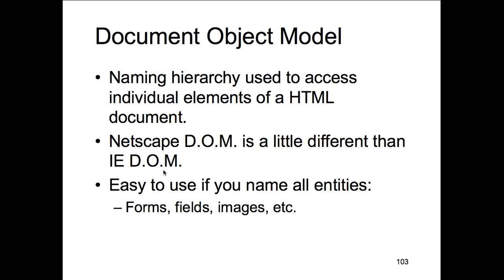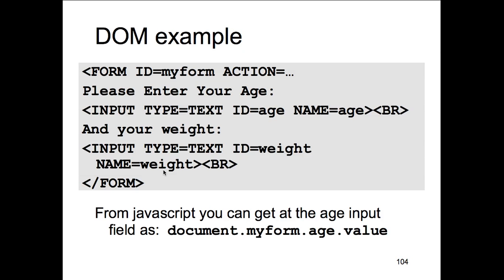So it's easy to use if you name all of the entities, forms, fields, images, etc. Here's a DOM example where we have an ID, my form, an action, a type, and then from JavaScript we can get at an age input field by going document.myform.age.value. This is the object model where we're getting at the different elements from document. Still used a lot. I shouldn't give you the impression it's not used, but it's still used a lot in getting at items, objects that are on the page, and getting at their attributes or setting their attributes to something.